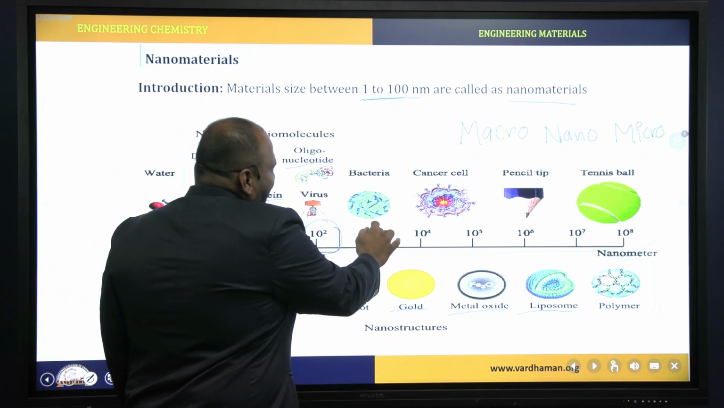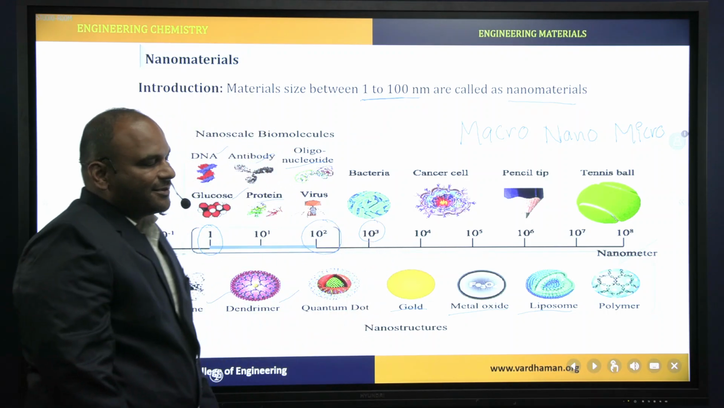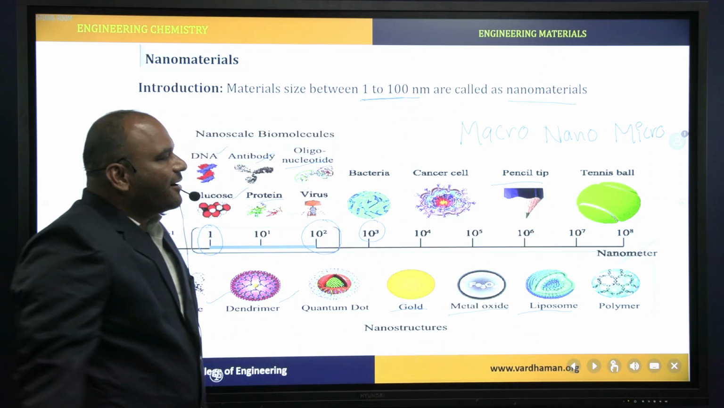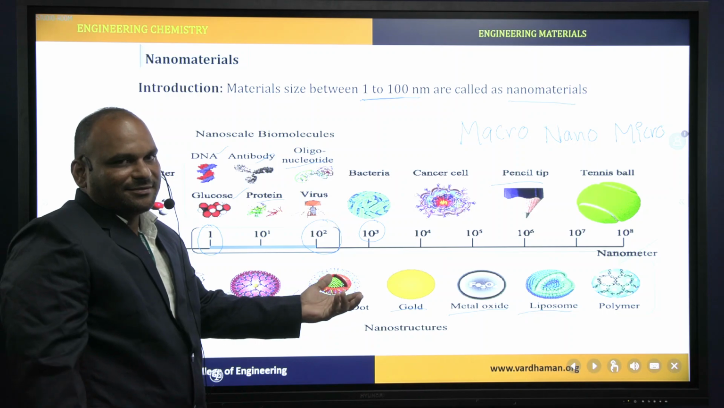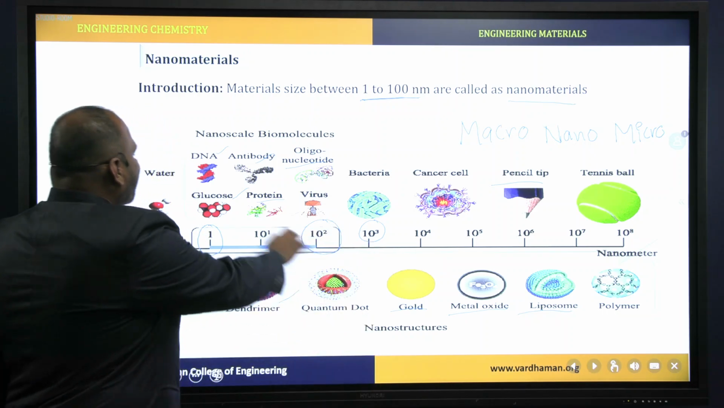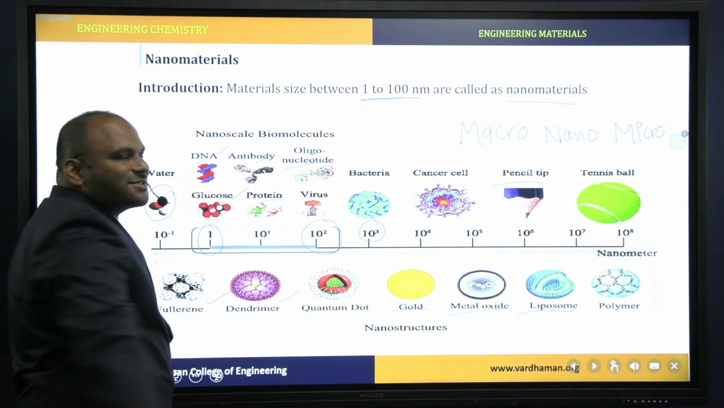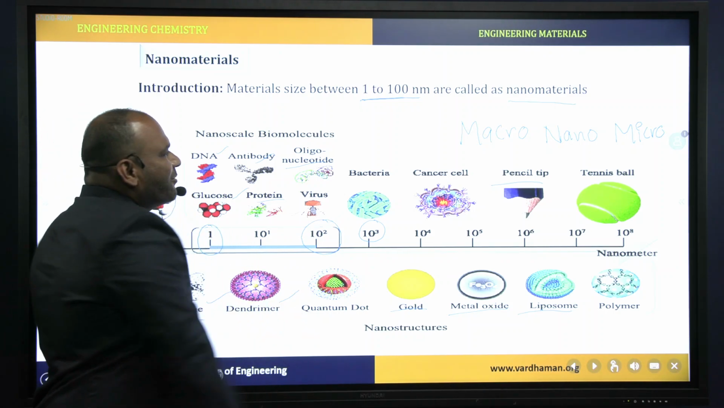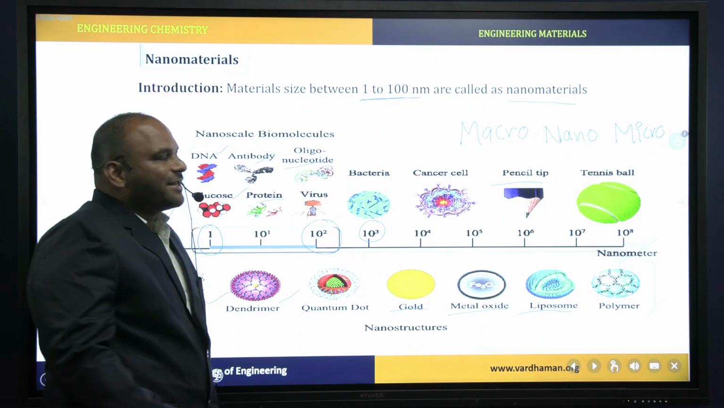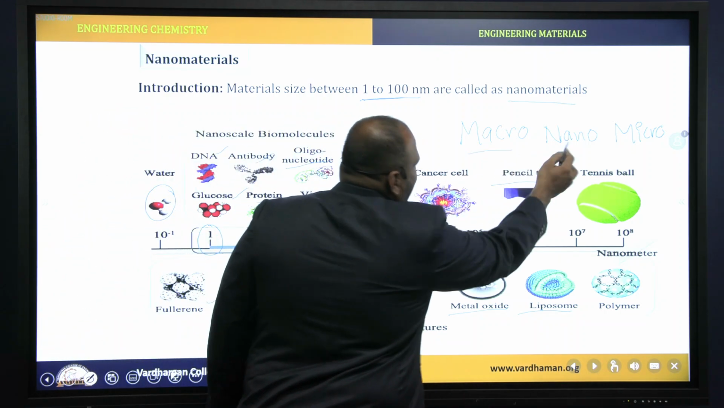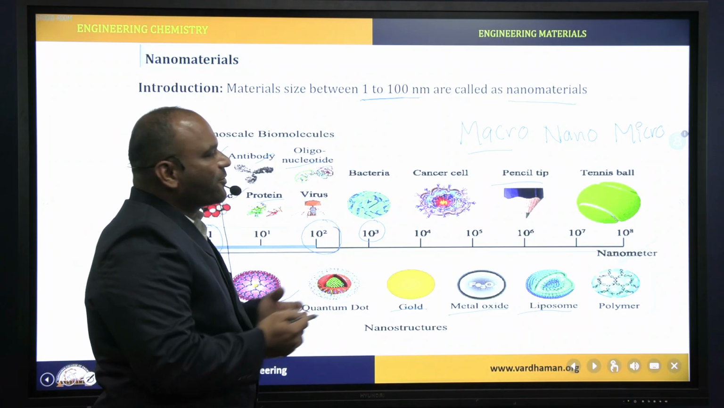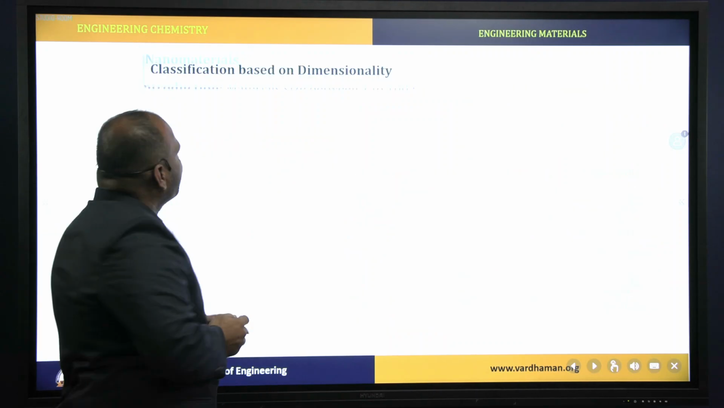Then the remaining: the bacteria whose size is 10 to the power of 3, and cancer cell, pencil tip, tennis ball. These all have more than nano size. These come under macromolecules. Here, water is there, whose size is 10 to the power of minus 1. This comes under micromolecules. Once again, I'll repeat: molecules or materials are of three types, macro, micro and nanomaterials. Nanomaterials are present in between macro and micro molecules.